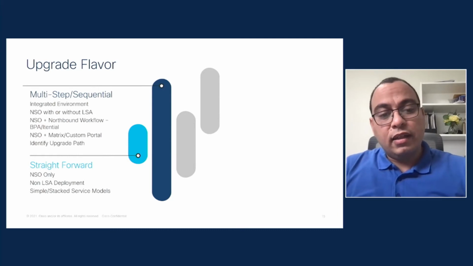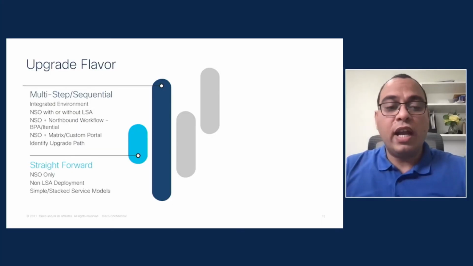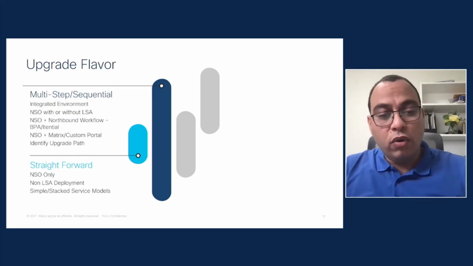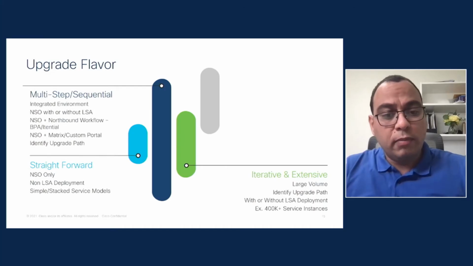The second category, where if you have an integrated environment and you want to do a multi-step upgrade or multiple upgrades. So if you have LSA setup where you have multi-version, you can upgrade each node separately. You can have NSO, and on top of NSO, a northbound workflow engine like Cisco BPA or iTential or Cisco Matrix, or even have a custom portal. For that, we identify the upgrade path for NSO and the northbound system and do it step by step.